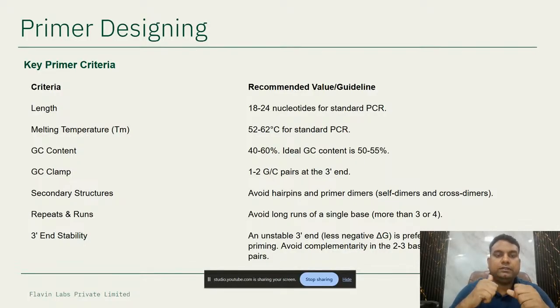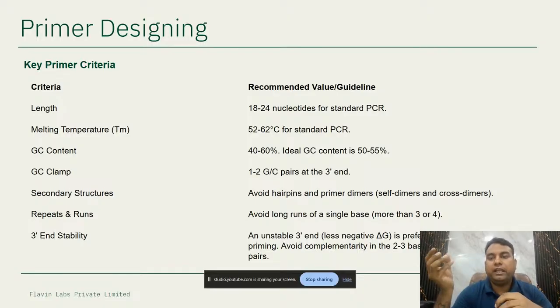We should avoid secondary structures, hairpins and primer dimers. Hairpins are structures where your single primer binds with itself and forms a hairpin loop structure. And primer dimer means the primer can contain sequences which are highly complementary to itself or the reverse primer. So they will bind to themselves and will not be available for the annealing step. Okay, and then avoid repeats.